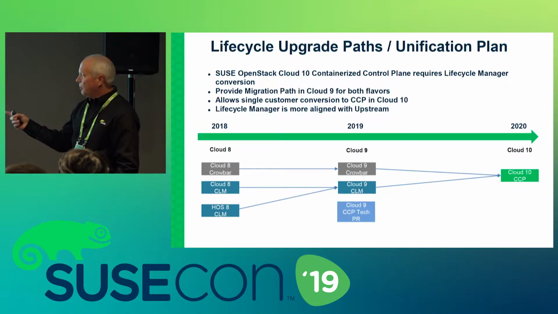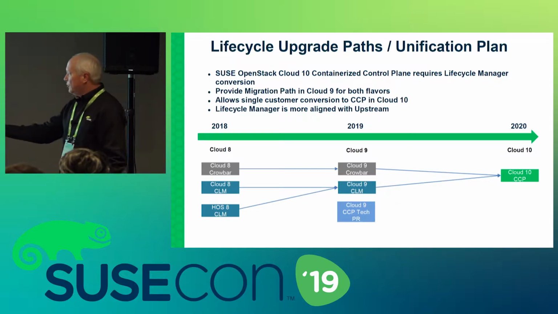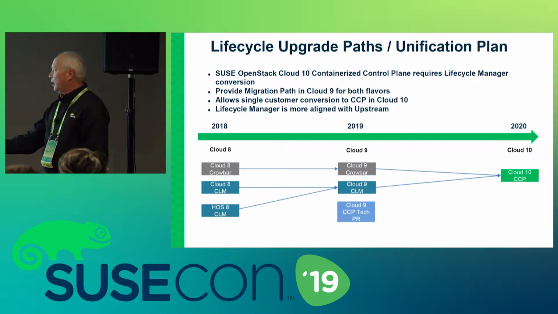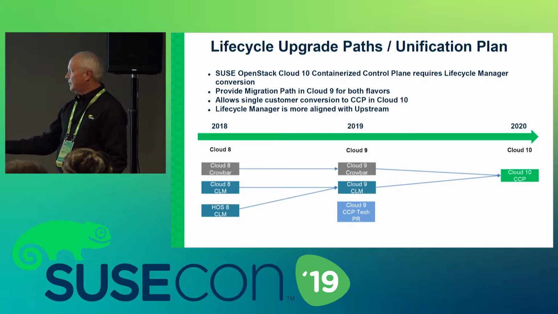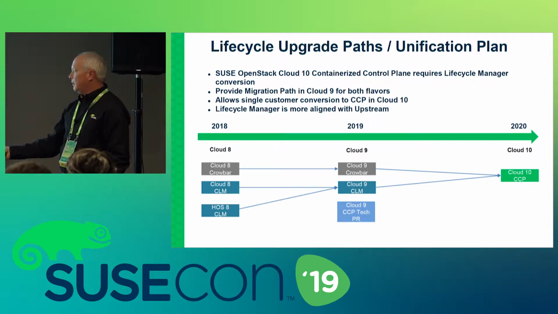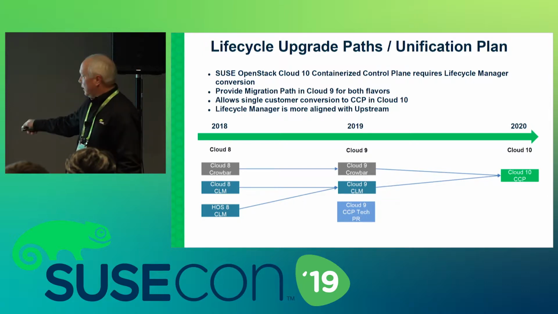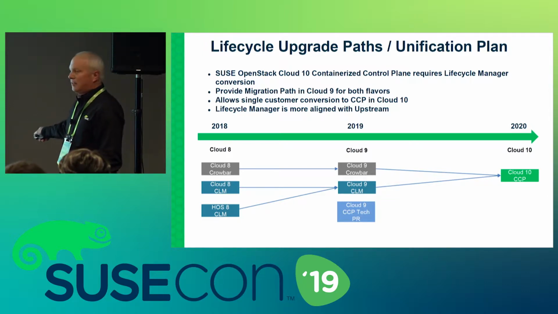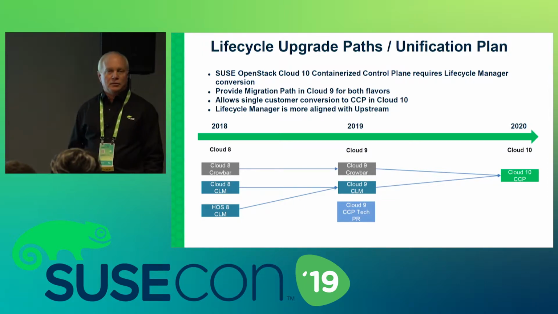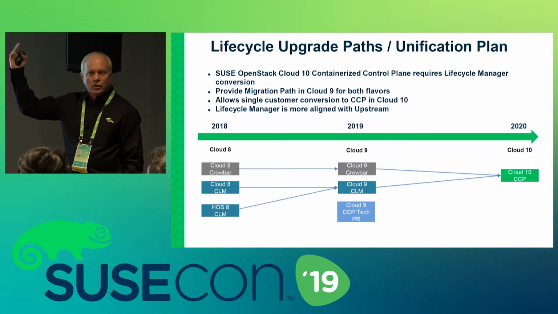So as I spoke about before, we have 2 lifecycle managers now. We're going to provide an upgrade from 8 to 9 for Crowbar and 8 to 9 for CLM. And this tech preview is really off on its own island. We're trying to make sure that we get good feedback before we go to Cloud 10, and we're going to provide a mechanism to go from Cloud 9 to Cloud 10 for both lifecycle managers. At the end of the day, when we get to Cloud 10, there's only going to be one lifecycle manager, and it's going to be based on Airship.